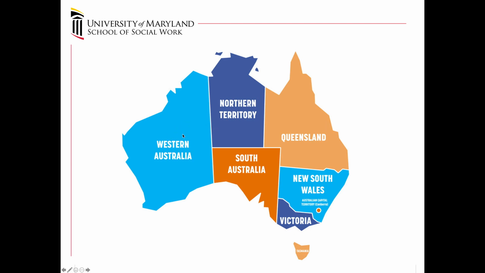I'm sure there are lovely things out here, but it's not well populated, is what I mean by nothing. There's Darwin up here, and then not much in here. There's not much in South Australia. Queensland is pretty empty. New South Wales is where most people live, and Sydney's right here.